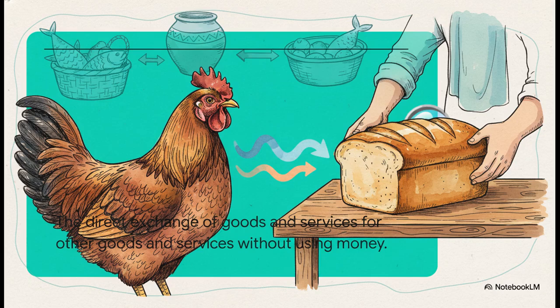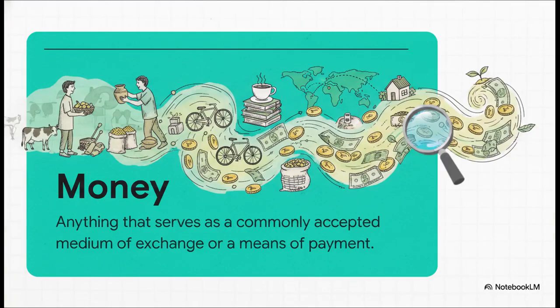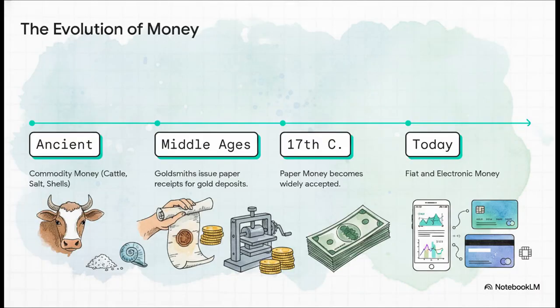Way back when, it was all about bartering. You had chickens, you needed bread. It was complicated. So money came along and solved all that. Its value isn't the thing itself, but what it buys. Over time, money changed a lot, from cattle and salt to the cash and digital money we use today.